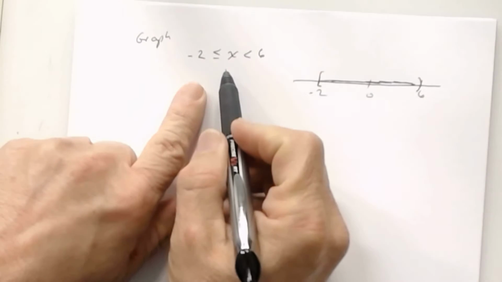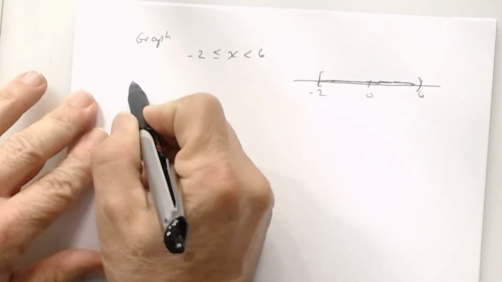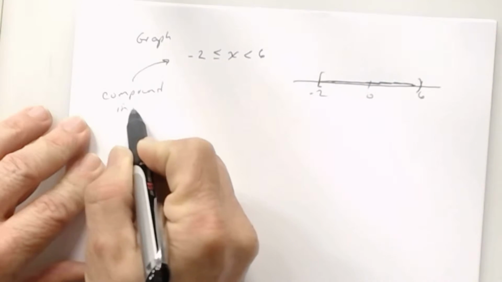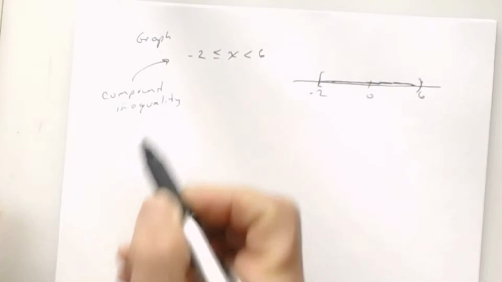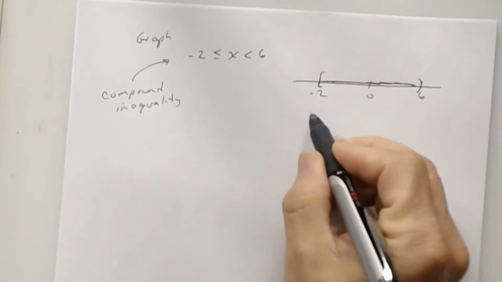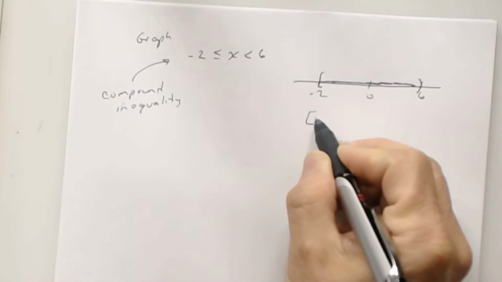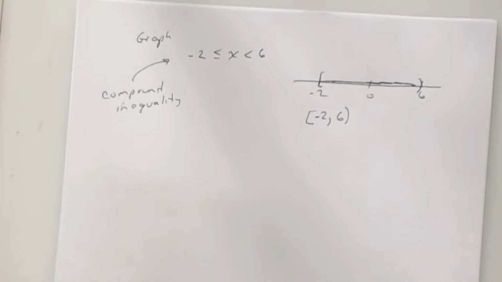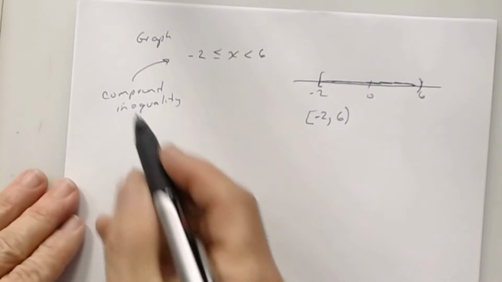Now, this inequality right here is called a compound inequality. So when you see two inequalities like that, that's a compound inequality. All right. Now, in interval notation, remember, you read a graph from left to right. In interval notation, I'm going to put what first? Bracket, negative 2, comma, 6 with a parenthesis. No infinity, no negative infinity, because it was bounded between two numbers. All right? So we'll call this number 1.